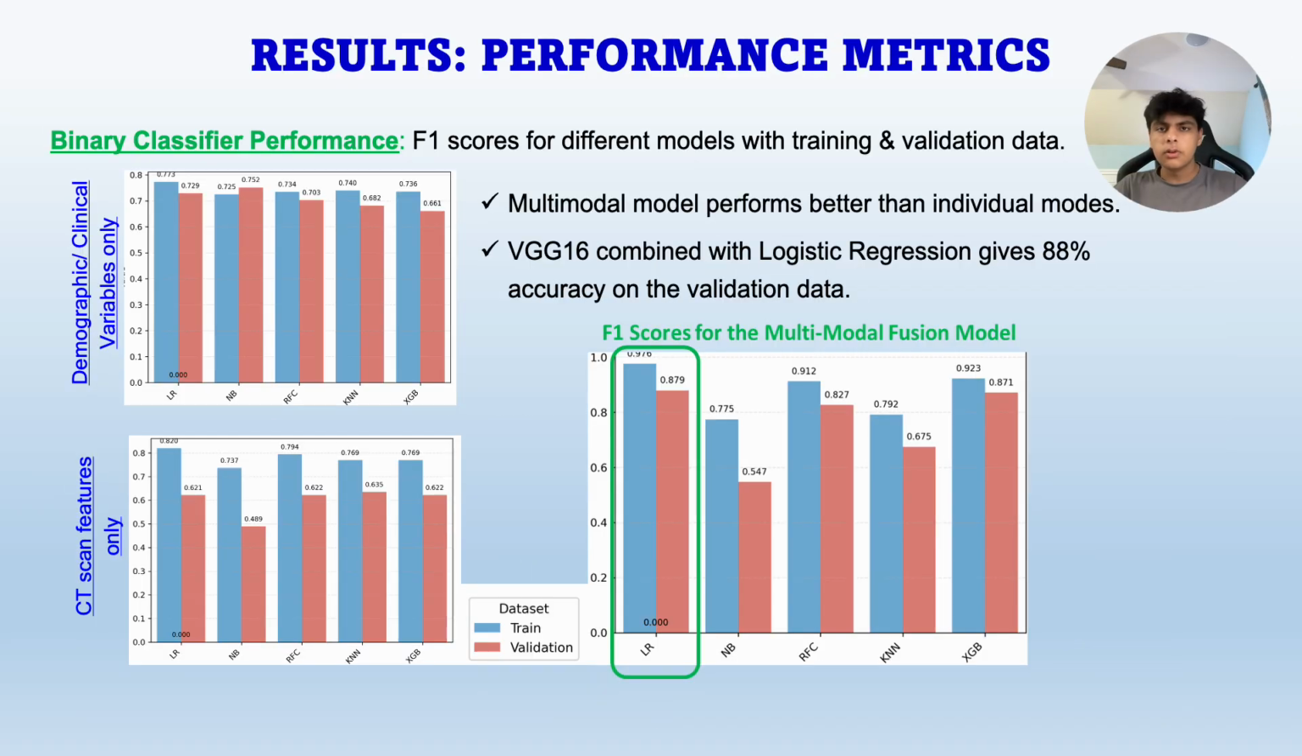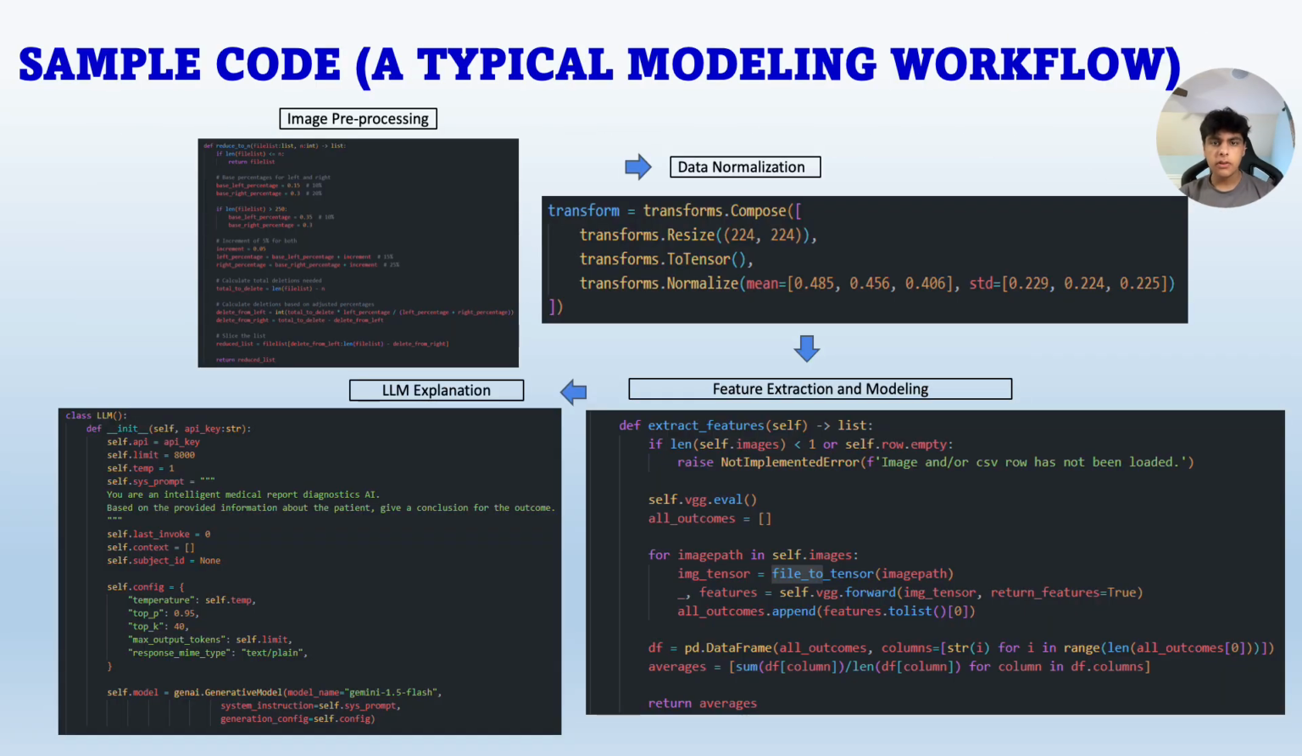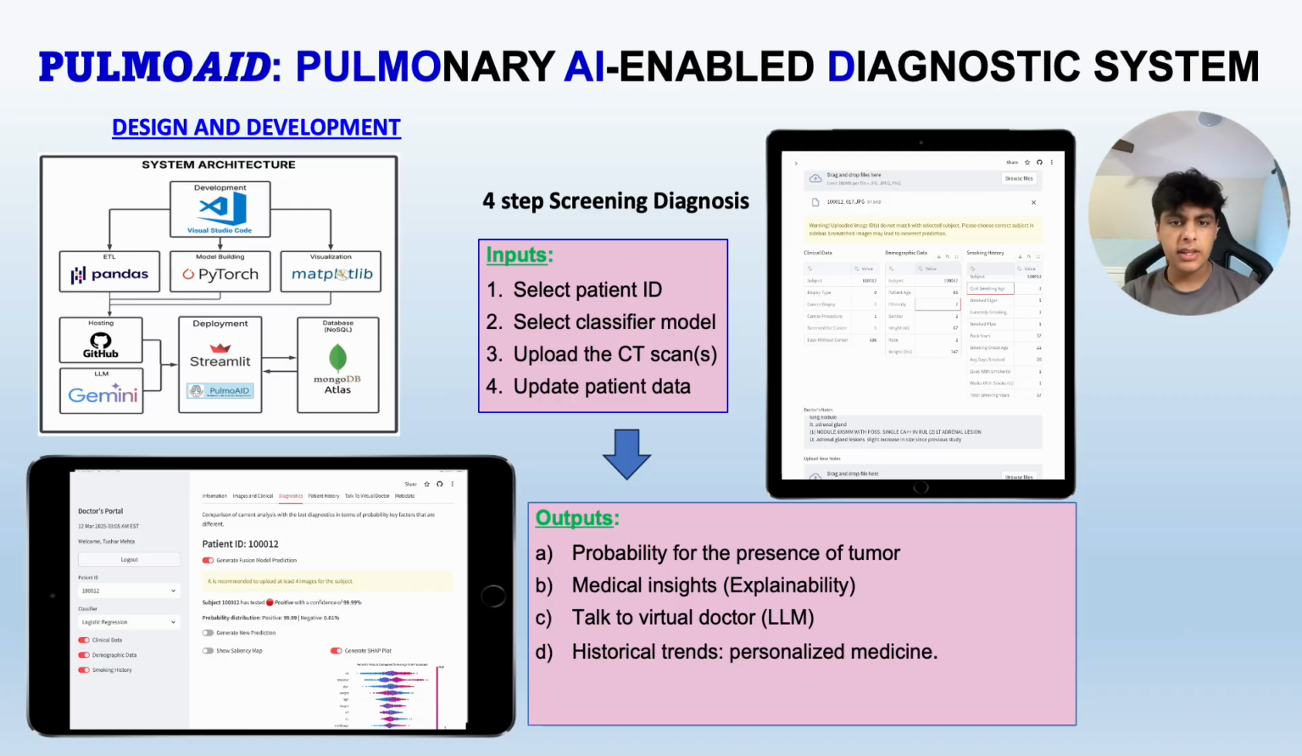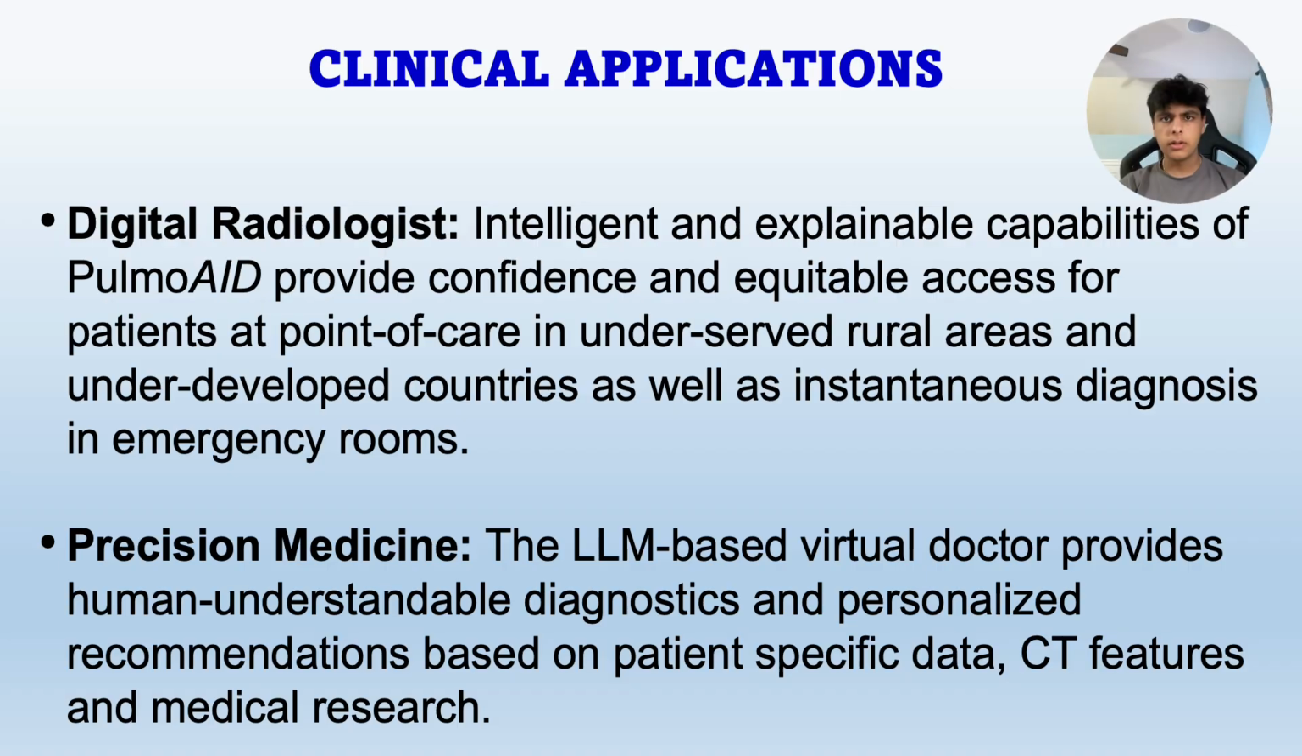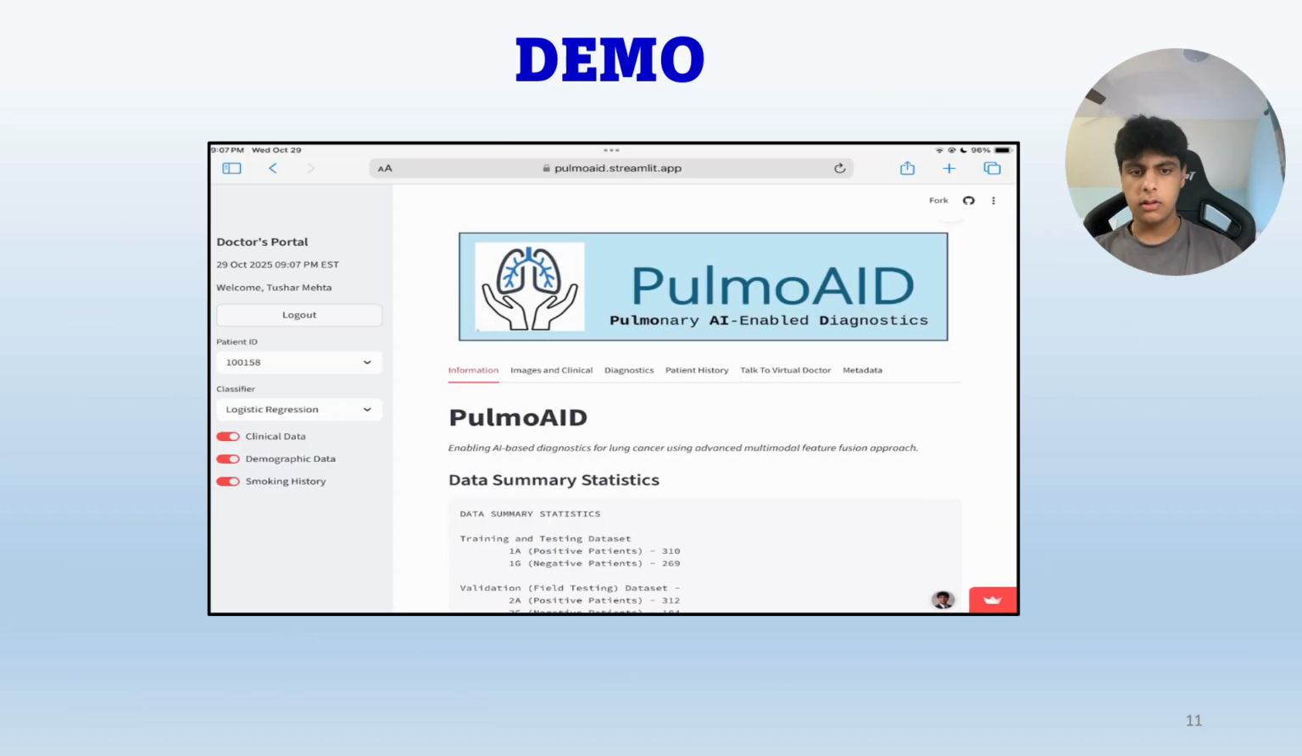The results are simple. When only the CT features were involved, the model only performed with a 62% F1 score, but when combining the CT features with the clinical features, the model increased the F1 score to around 88%. Here is a sample workflow of the backend, along with a full architecture of the app, along with inputs and outputs. In summary, PulmoAID works as a digital radiologist, especially in third world regions, and enhances precision medicine.